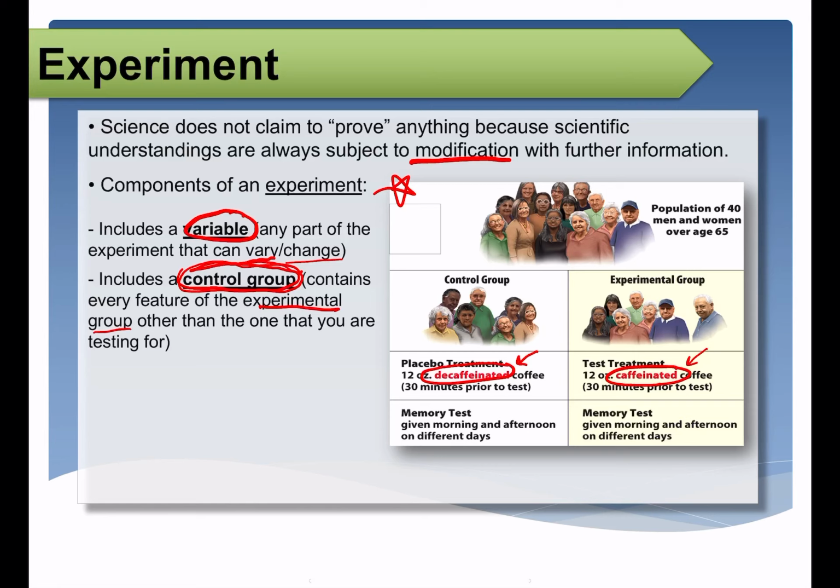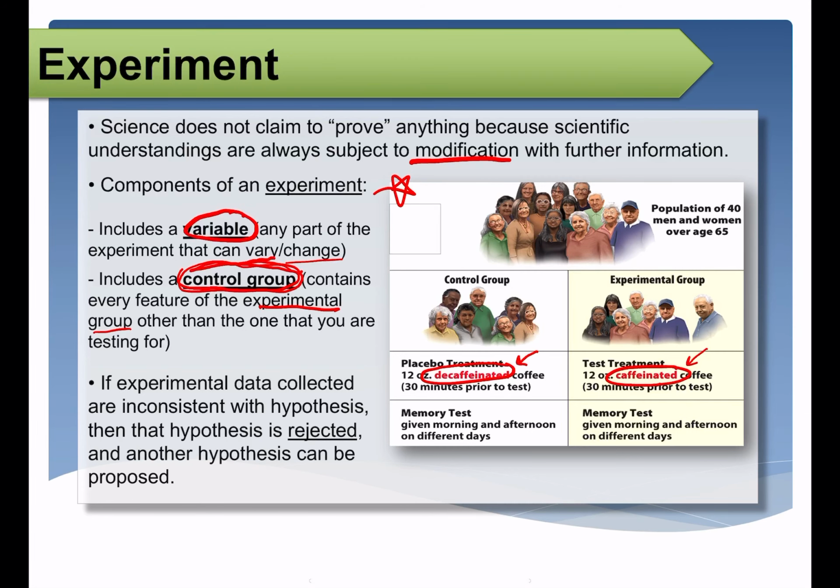So if the data that was collected from the experiment were inconsistent with the original hypothesis, then the hypothesis is rejected. Okay, and that doesn't mean it's a bad story. We don't throw that data away because it's valuable information. That just means that hypothesis was wrong. So now we can formulate another hypothesis, propose another one and design another experiment to test that next hypothesis until we get it right.